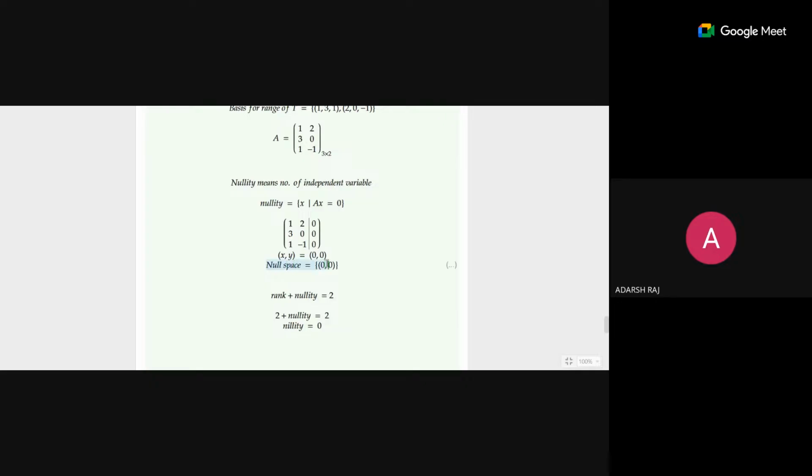And what is the dimension of this null space? 0, right? And the dimension of the null space is what we call nullity. So dimension of null space is nullity, and here the dimension of this null space is 0. Got this?